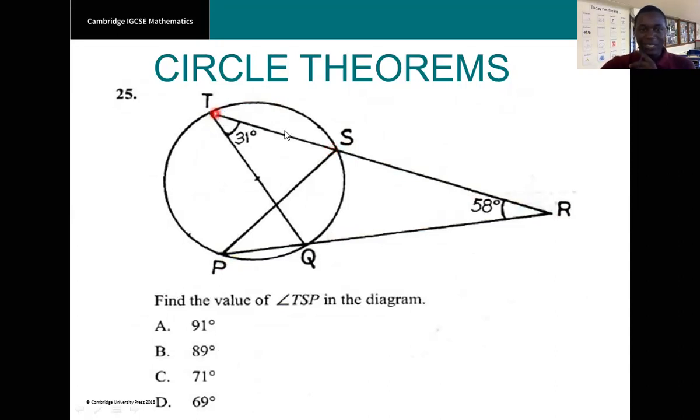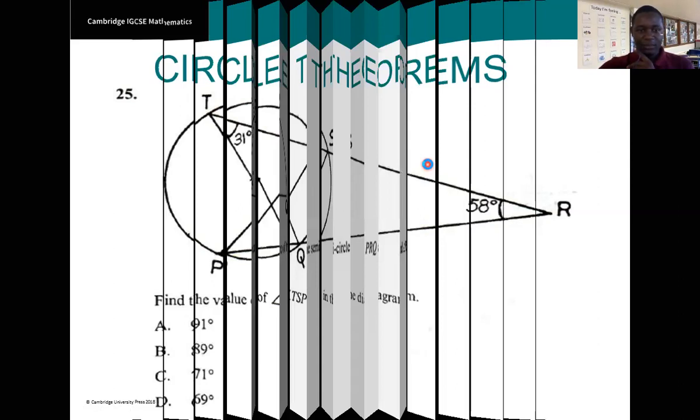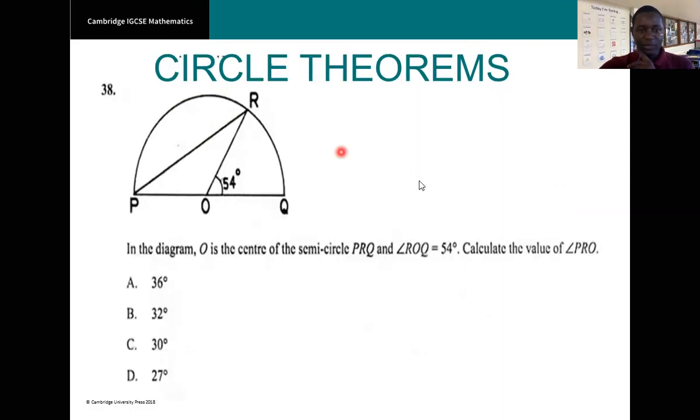So a line that touches the circle at a single point outside the circle is the one that we refer to as a tangent. If you extend the line and it doesn't touch the circle at more than one point, it is a tangent. Next.